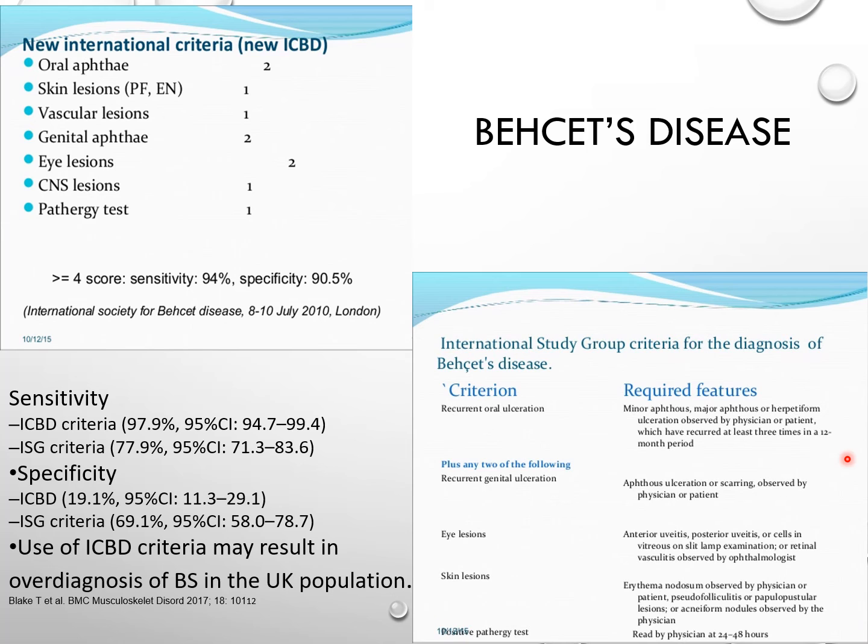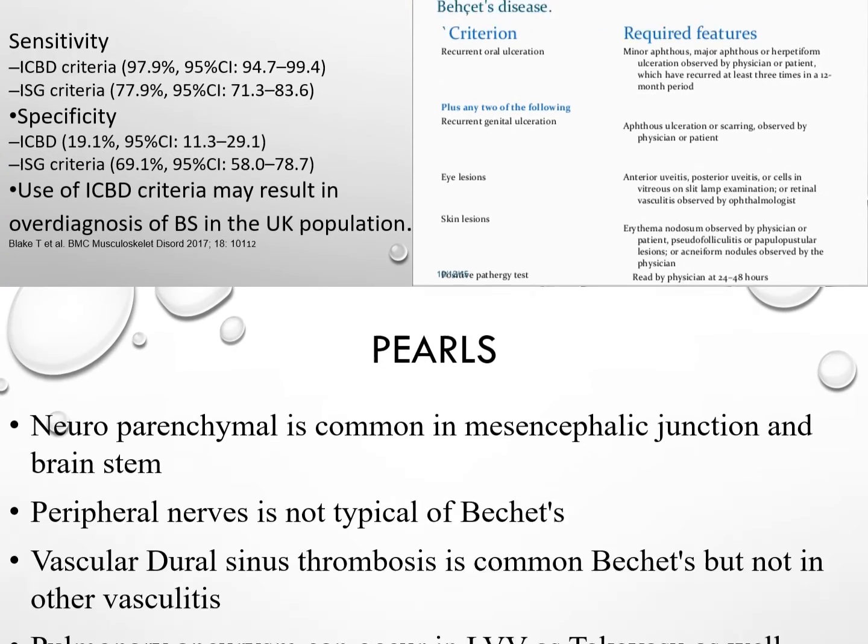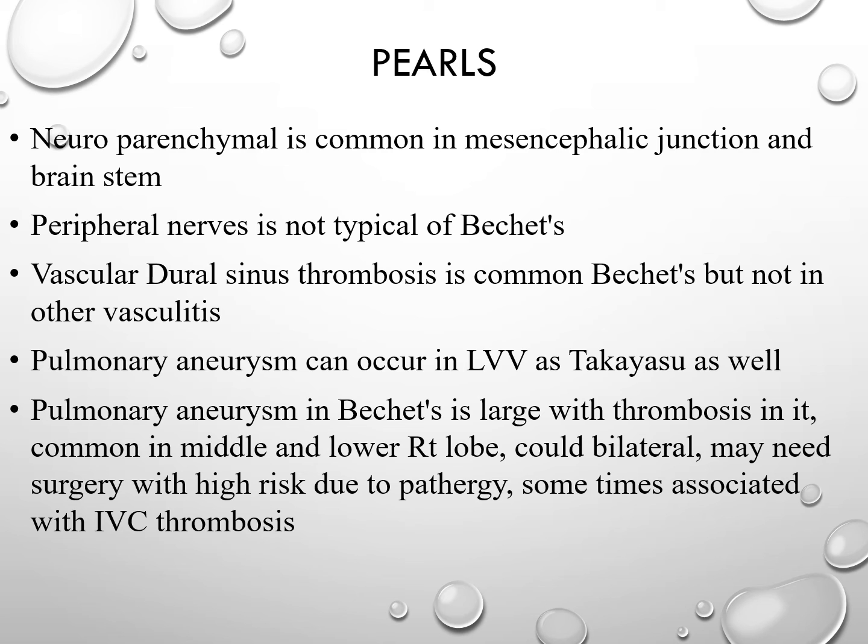Even so, there is a study that compared both classification criteria and showed a positive result for the International Study Group criteria. So some tips could be helpful with Behçet's disease. Those patients will have neuroparenchymal lesions mainly in the mesencephalic junction and brainstem. Peripheral nerve involvement is atypical for Behçet's disease, so think of another cause. Venous sinus thrombosis is common in Behçet's but not in other vasculitis.